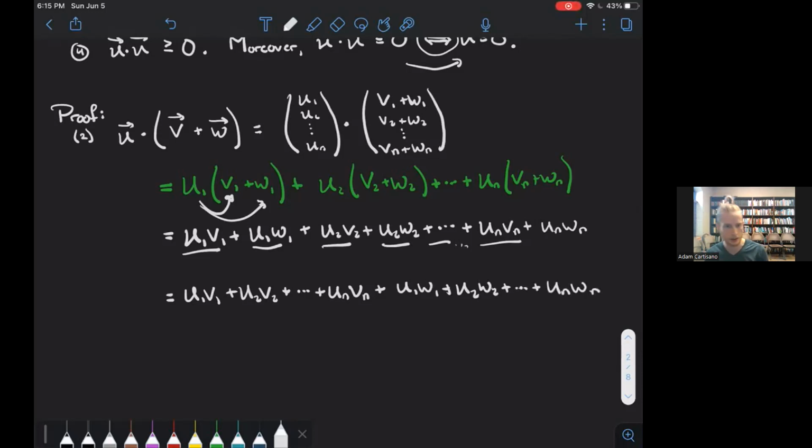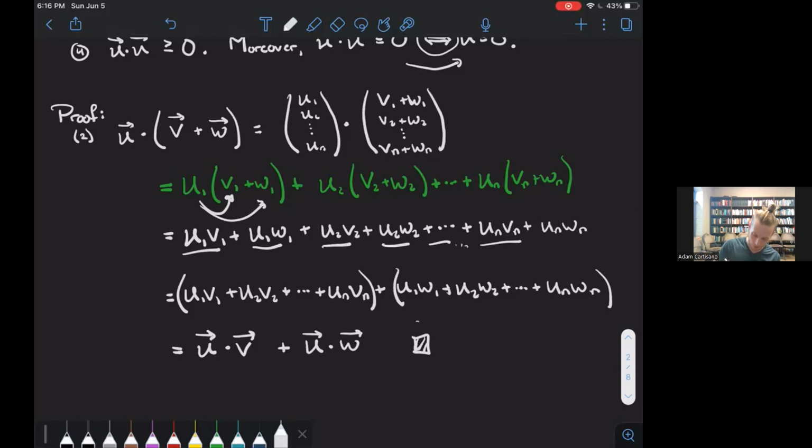Now, why would I do such a thing? It's because, do you recognize the definition of the dot product in here? This is precisely u dot v and u dot w. We're done. We've actually finished the whole proof. It was right around the corner.